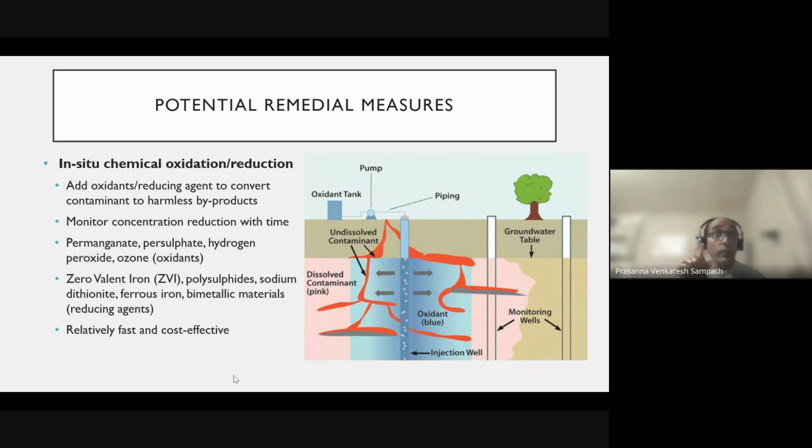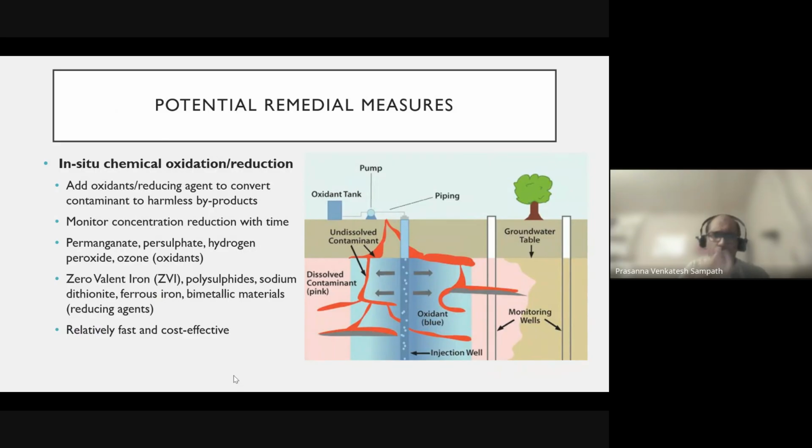Of course, you will have to monitor the concentrations as a function of time. You have to watch that the concentration is starting to go down as the contaminant starts reacting and producing the harmless byproducts. You should observe a reduction in the concentration of the contaminant, and that could be an indication that the contamination is reducing as a function of time, right?